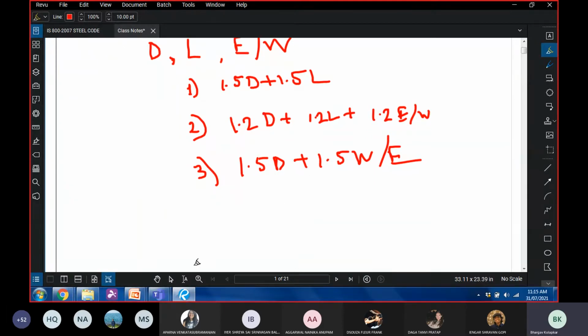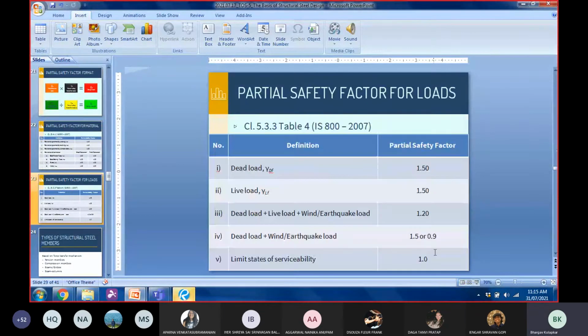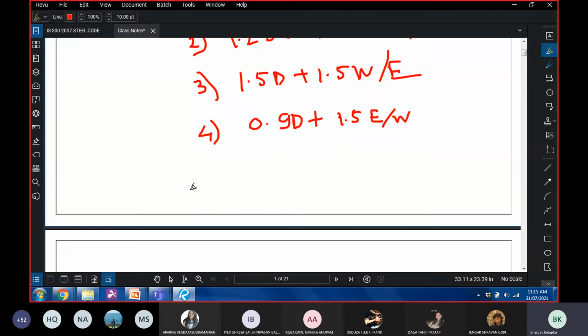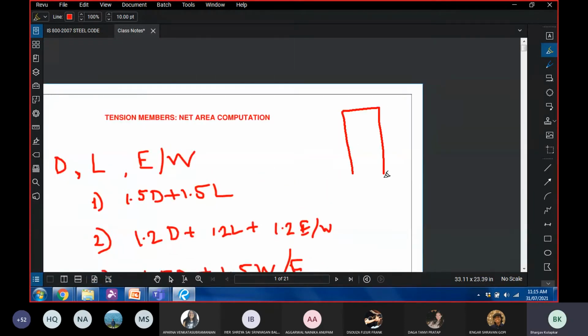Now, there's another question that one of you put up, that there is a factor that says this might be 0.9 as well. When do we have this 0.9 as the number? The combination related to that is 0.9 dead plus 1.5 earthquake or wind. See, this is our structure. This is the base. This is the lateral load.